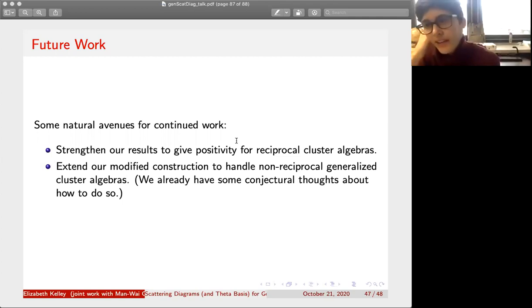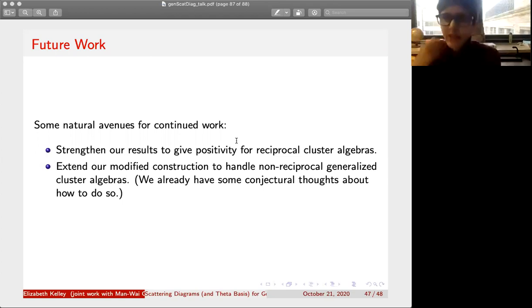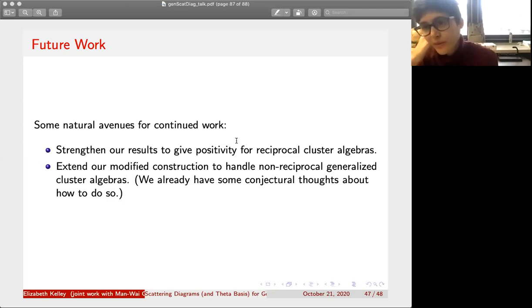So one, right now, positivity is known for, I think, all reciprocal generalized cluster algebras, but the other direction to take this, like I've been alluding to, is that I think this construction should be extensible to non-reciprocal generalized cluster algebras. And in that case, these two things together would give positivity for a new class of generalized cluster algebras, which would be quite interesting, I think, because it's widely believed to hold. But as far as I have asked and read, there's no proof written anywhere in the literature. It's just sort of believed.